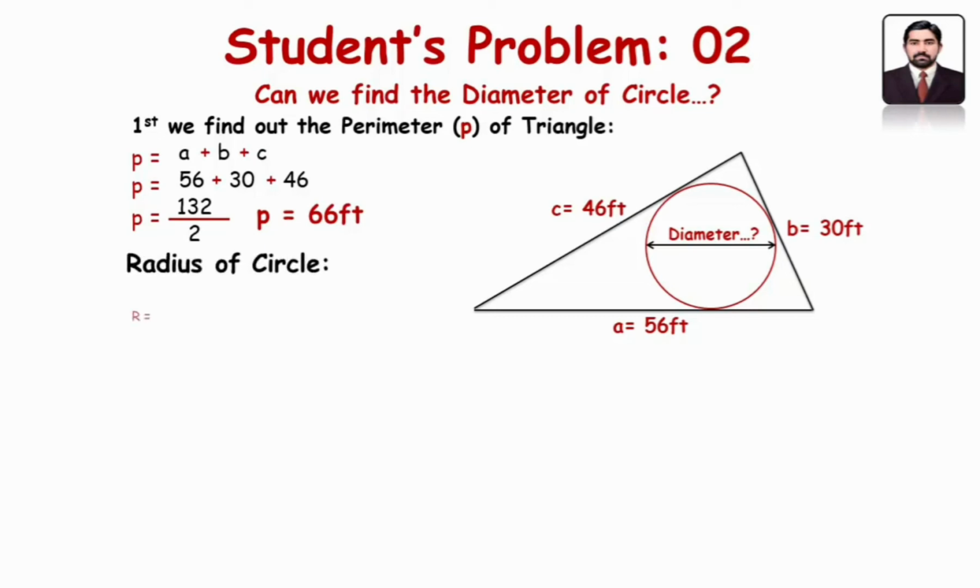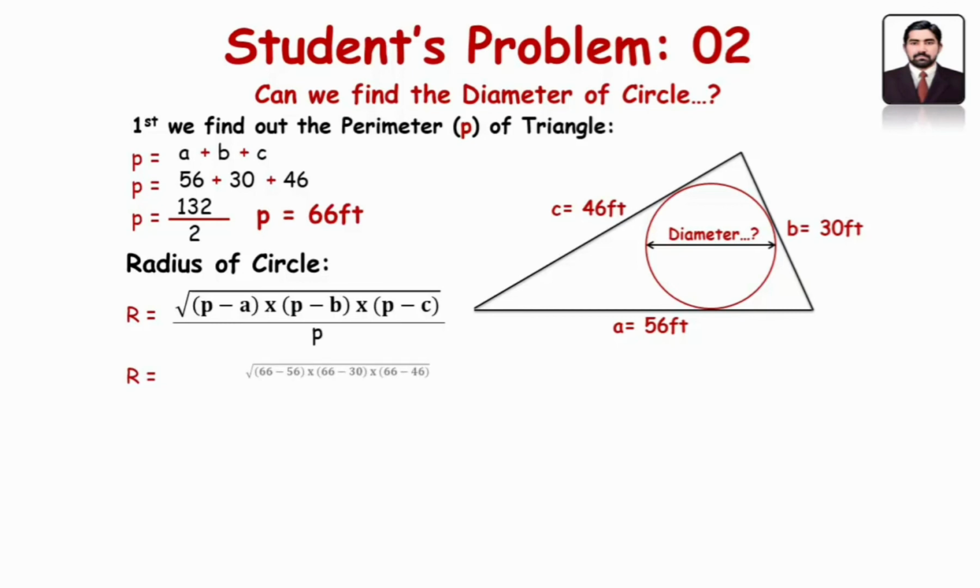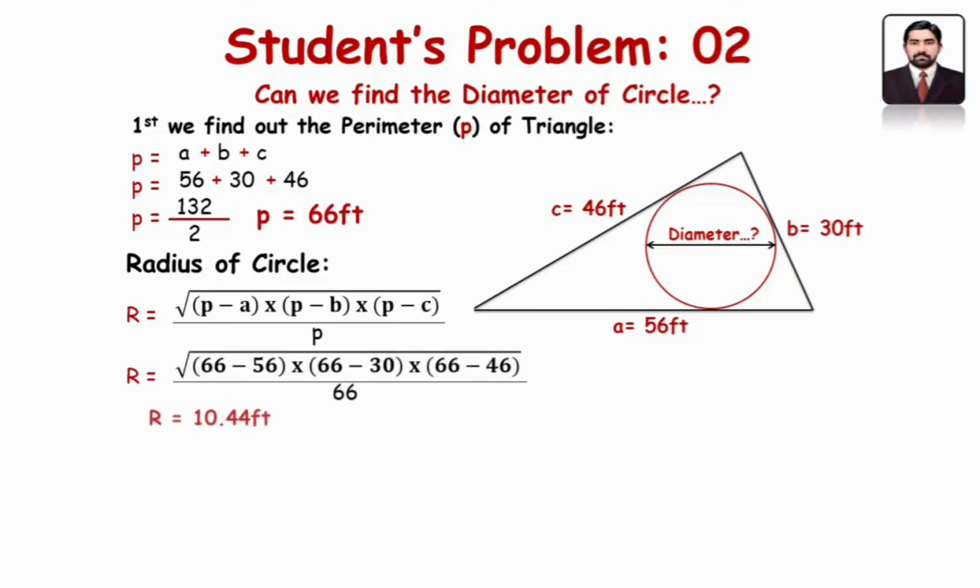Now we need to find the radius of the circle. Here R is equal to the square root of (P minus A) into (P minus B) into (P minus C), divided by P. We have all this data, put it in this formula and do some mathematics, and we obtain the radius of the circle, which is 10.44 feet.